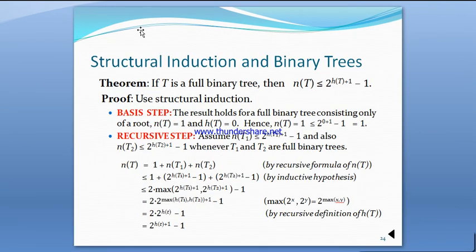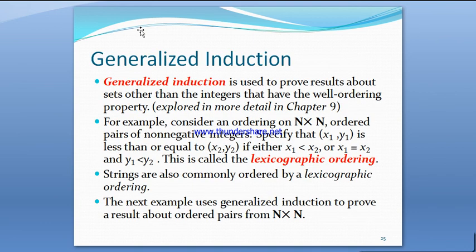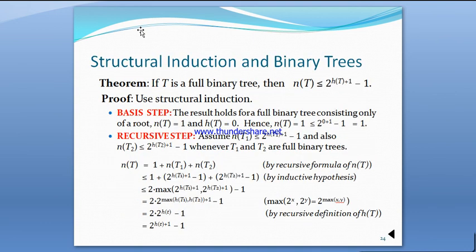prove a result using structural induction. If T is a full binary tree, then n of t is less than or equal to 2 power h of t plus 1 minus 1. We are proving this using structural induction. According to structural induction, the basis step requires us to prove that the result holds true for a full binary tree consisting only of a root.